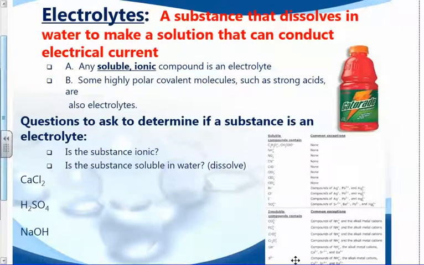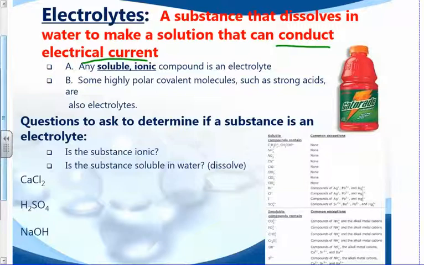Chemistry students, today we're going to talk about the chemistry of solutions. The first part of that is talking about electrolytes. You hear a lot about electrolytes, but do we ever really know what they are? Electrolytes are substances that dissolve in water, and they make a solution that can conduct an electrical current.